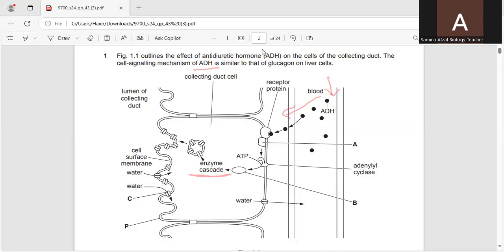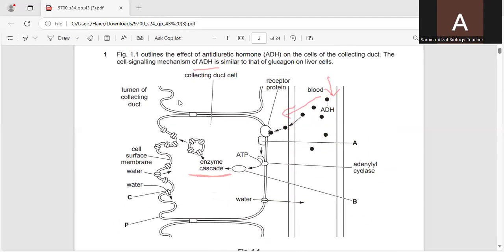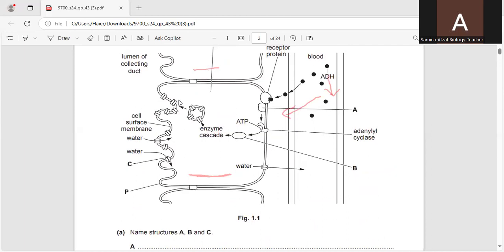Now I would like to move towards question number 1, which is: name structures A, B, and C. So I am moving to the figure again. They have asked about the different labelings, so I have to write what A is, what B is, and what C is.